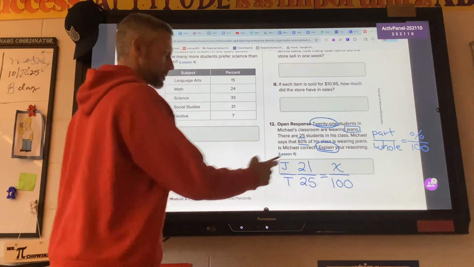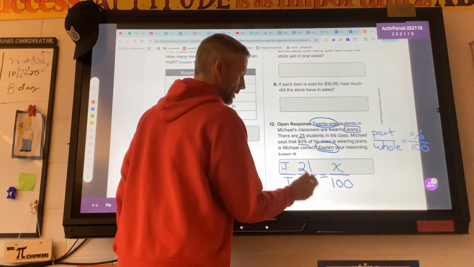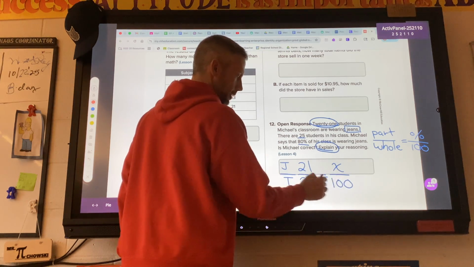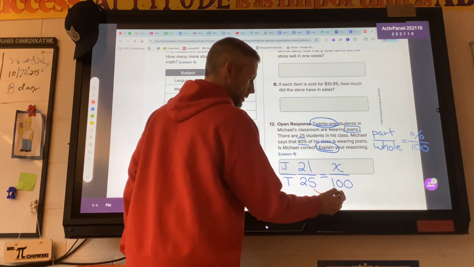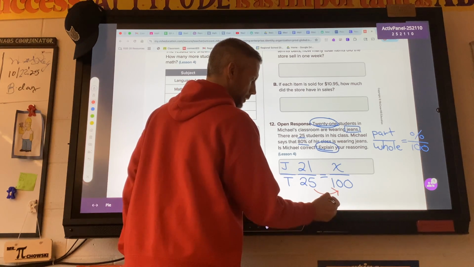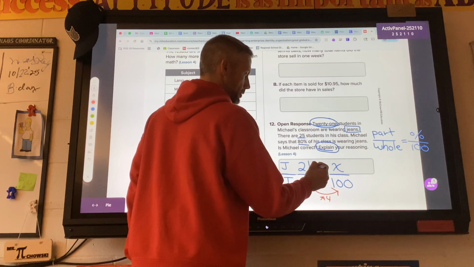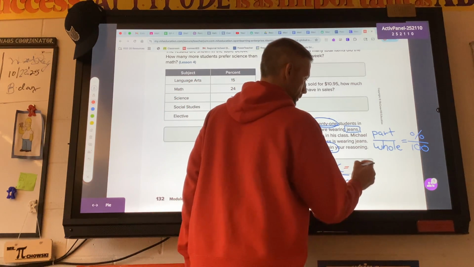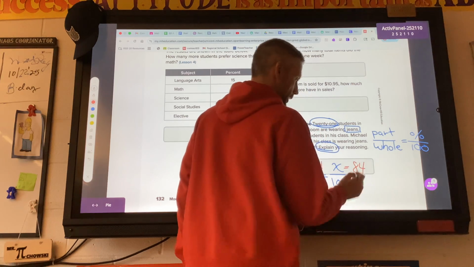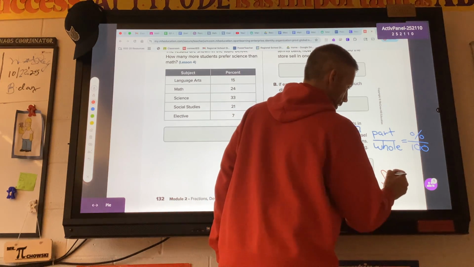Now that I have my percent proportion set up, I can either look this way for compatibility, or I can cross multiply and divide. I happen to see that 25 times 4 is 100, so we would take the numerator and multiply it by 4. 21 times 4 is 84. 84 out of 100 is 84%.